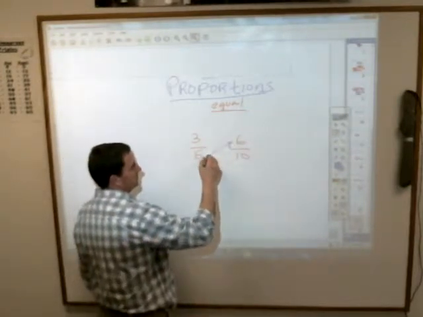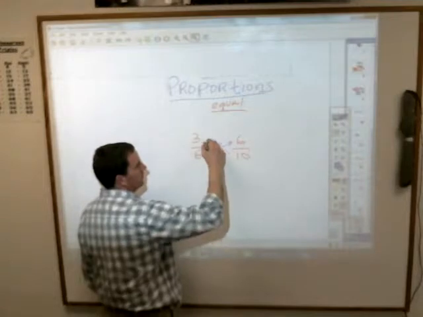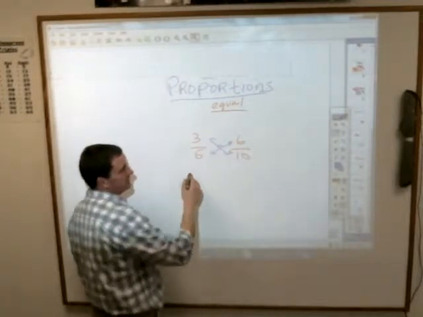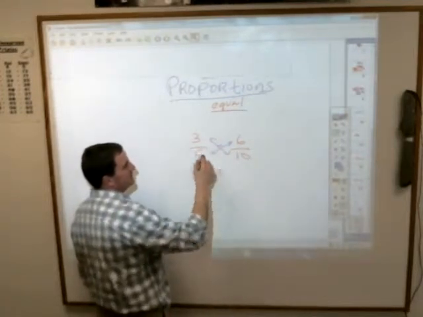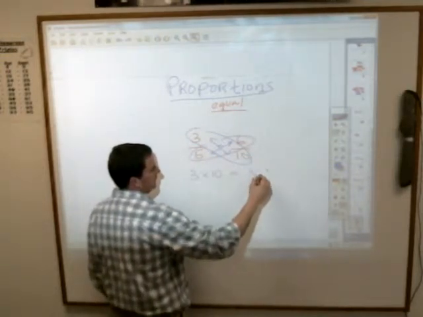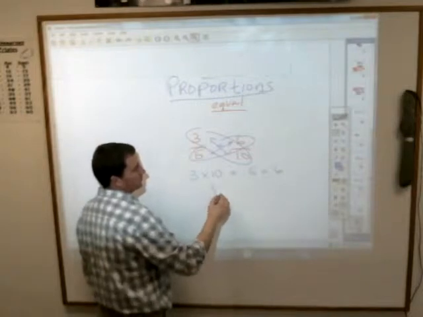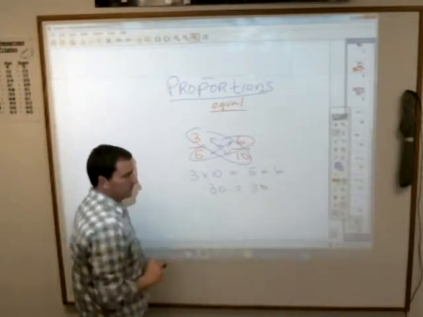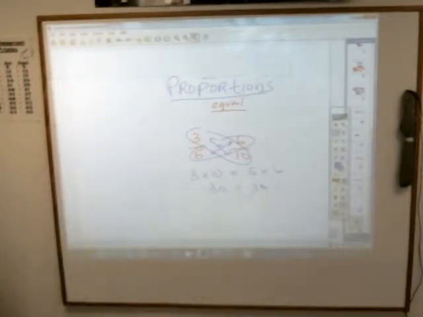The diagonals. Two fractions are proportional if when you multiply the diagonals, they are equal. In other words, 3 times 10 has to equal 5 times 6. And if that is true, then they are proportional. 30 does equal 30. Okay? That's a quick way to see if fractions are actually equal.